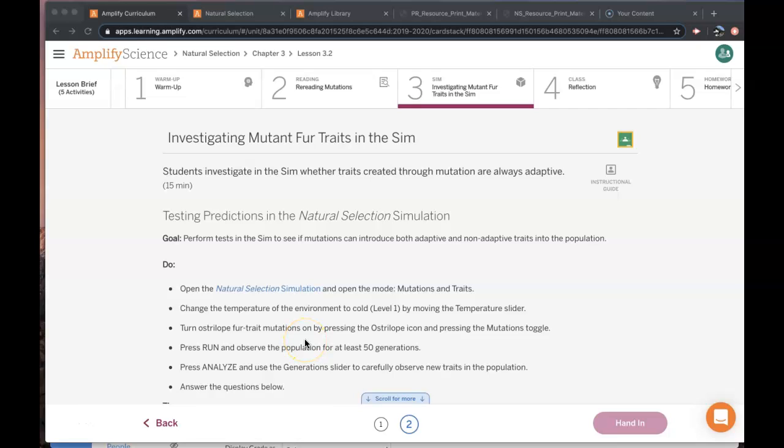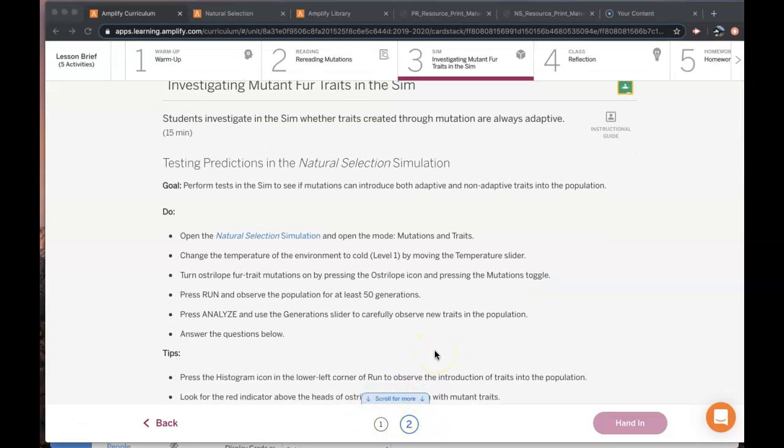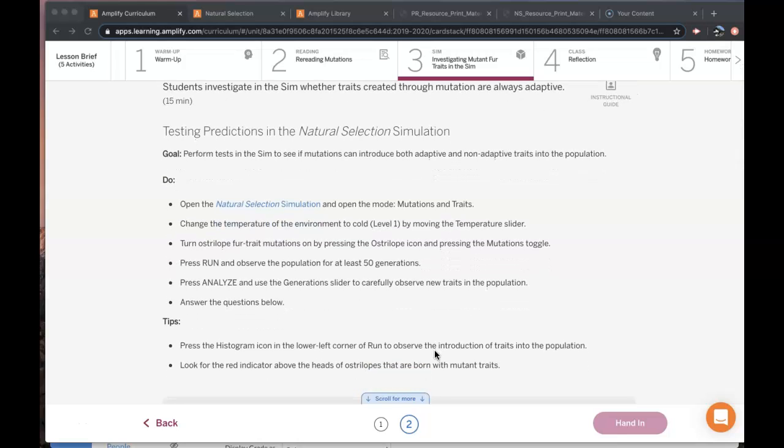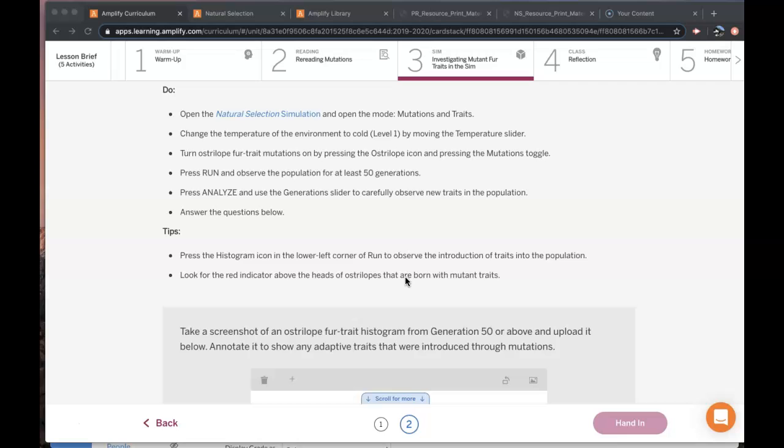This is Natural Selection Lesson 3.2, Activity 3, Part 3. You should have completed page 1 and 2 at this point. So now what I want you to do is think about whether your predictions about whether mutations can lead to non-adaptive traits were right.